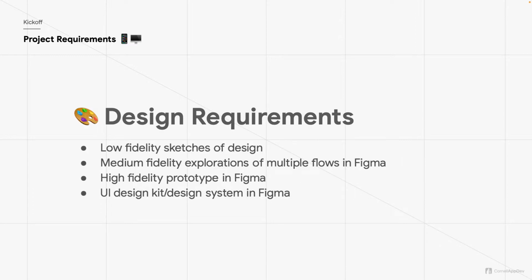Okay, for the designers in the room, we just want some low fidelity sketches of your design. We also want some medium fidelity explorations. You don't really have to go as extreme as in assignment 5 with this. It can be 1 or 2. And then a high fidelity prototype in Figma. Your developers will love you for this one. And then last but not least, a UI design kit system in Figma. This will be really helpful if you're making a case study about your Hack Challenge project because you are building an app from scratch.